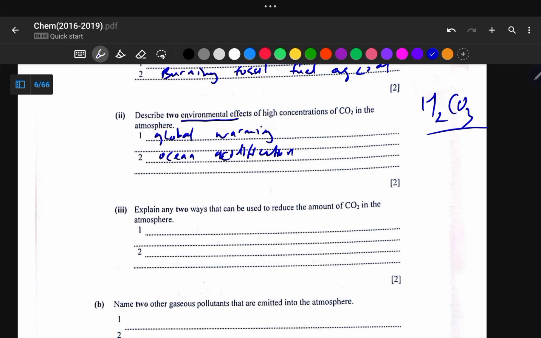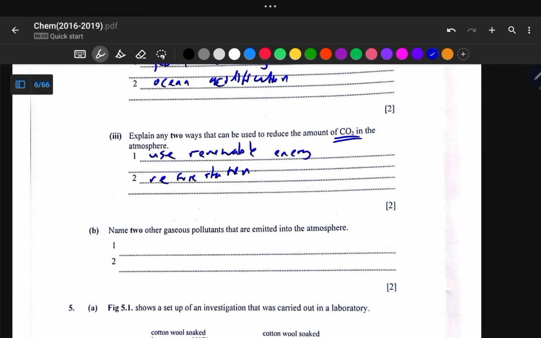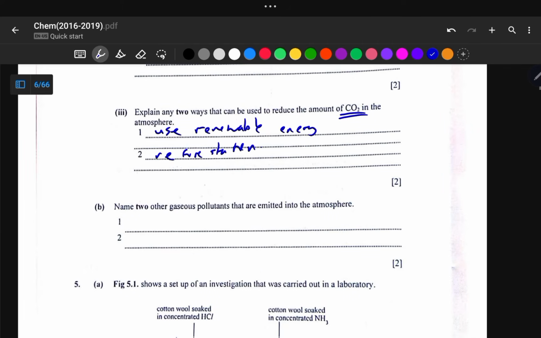And then we are required to explain 2 ways that can be used to reduce the amount of carbon dioxide in the atmosphere. So we can use greener or renewable sources of fuel. So we can use renewable energy or green energy, and then we can do reforestation, right? And then name other two gaseous pollutants that can be emitted into the atmosphere.